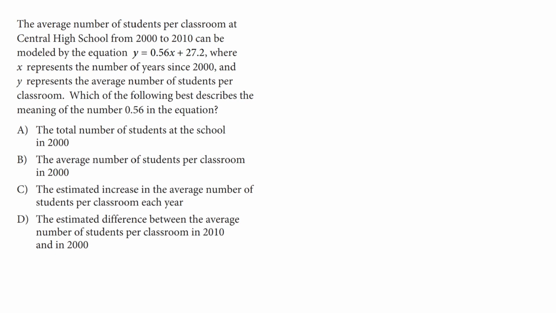The average number of students per classroom at Central High School from 2000 to 2010 can be modeled by the equation y equals 0.56x plus 27.2, where x represents the number of years since 2000 and y represents the average number of students per classroom. Which of the following best describes the meaning of the number 0.56 in the equation? All right, we're looking at a span of 10 years because they tell us from 2000 to 2010 we can use this equation. So that means we're looking at between 10 years. We're showing the average number of students per classroom. So we want to know what 0.56 means.